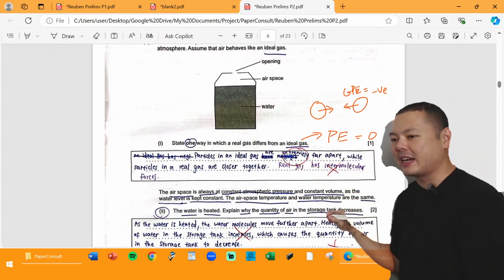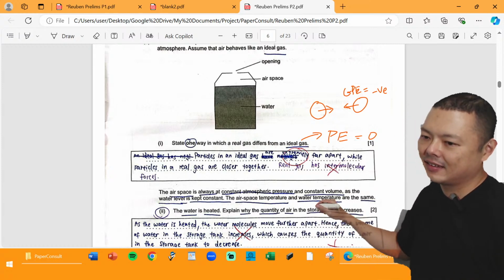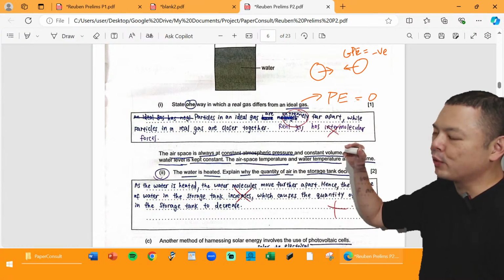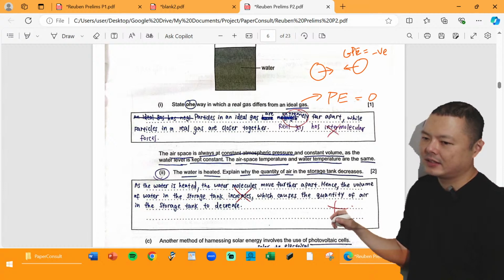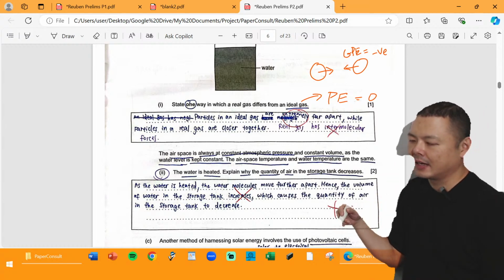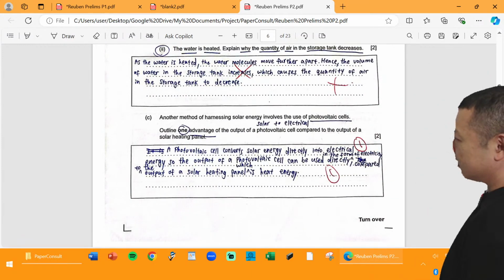So for particles, actually there are only two kinds of energy. Either they gain PE or they gain KE. When they gain PE, they move further. They can overcome the forces and become further apart. Correct. Okay.